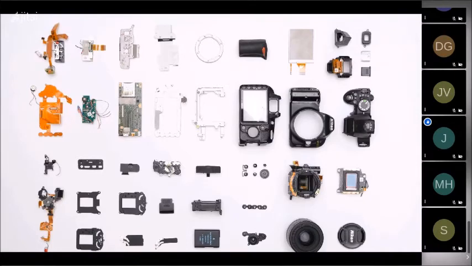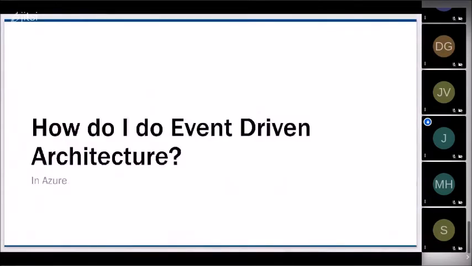Rocking. All right, let's move on to the next section. So now that we understand the what and why, let's talk about how to do event-driven architecture in Azure specifically. Now, you can do these things in other cloud providers. You can do event-driven architecture on-prem. There's nothing wrong with any of the other approaches. It's just Azure is what I have experience in. And so we're going to do event-driven architecture in Azure.